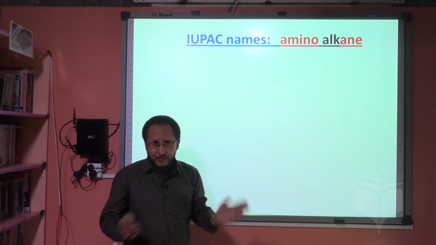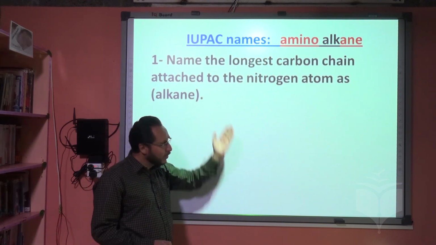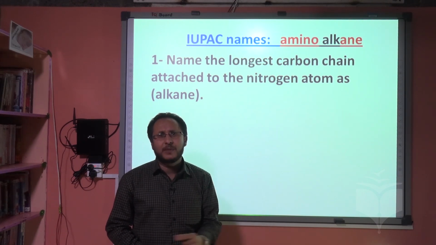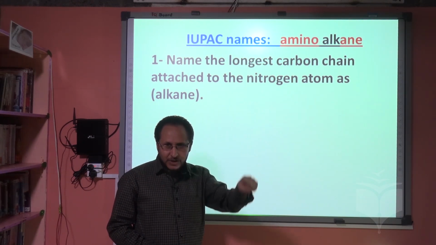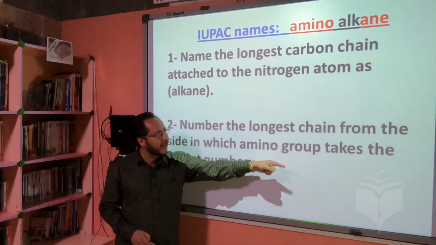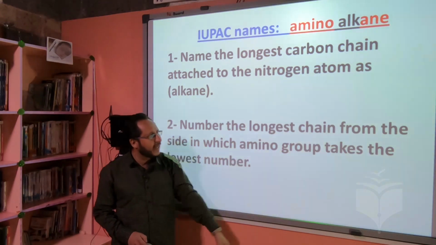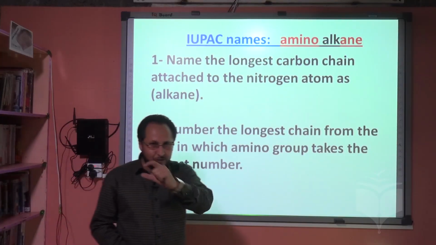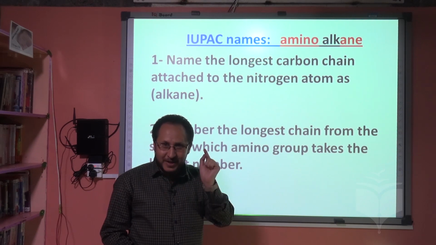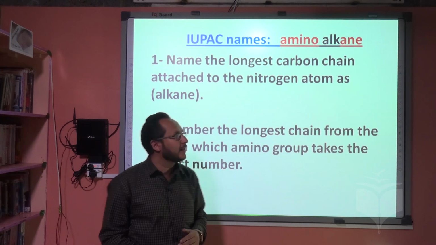Okay, here we have some rules for naming amines. The first rule, you have to determine or choose the longest hydrocarbon chain. How many carbons? The longest chain, and then write the word alkane. Then number the longest chain from the side in which the alkyl group or amino group takes the lowest number. So you have to choose the chain and number the carbon atoms from where? From the side in which NH2 takes the lowest number. So this is the second rule.